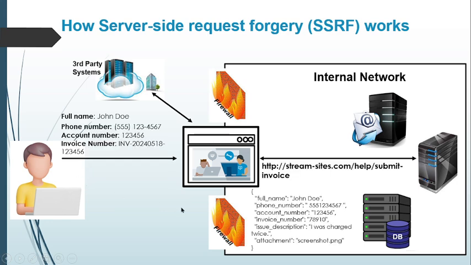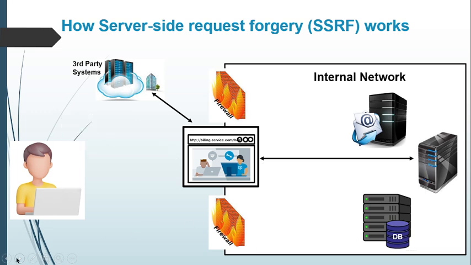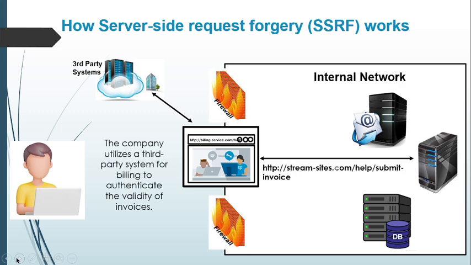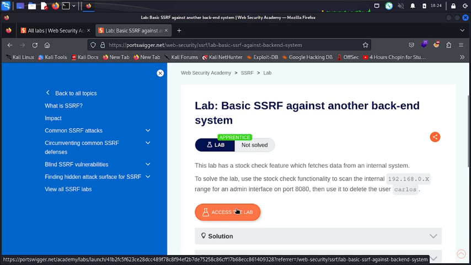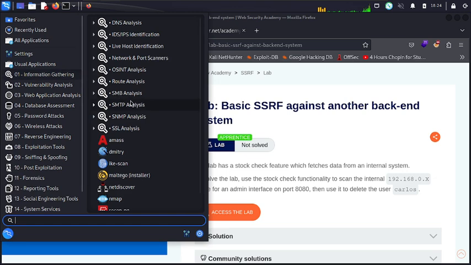As you can see here, this is how this works. John sent the information, the server processed this information in JSON format, then it validates the invoice or the information provided with the third-party system. It's going to be kind of similar here. We have a store where we want to check the available items that are in stock. So let's exit the lab. We are going to open PortSwigger.